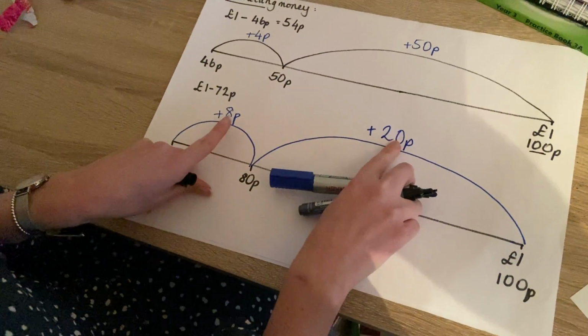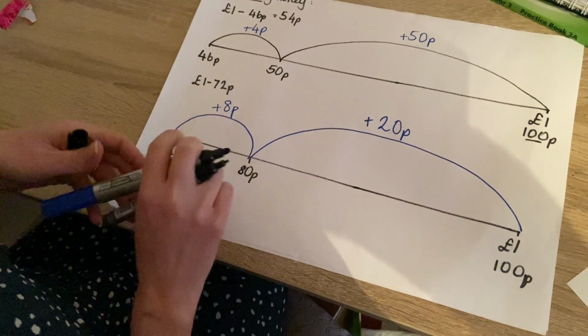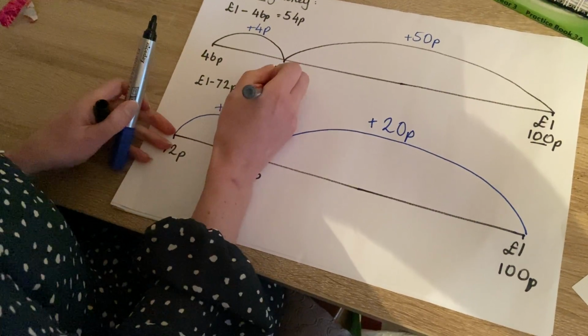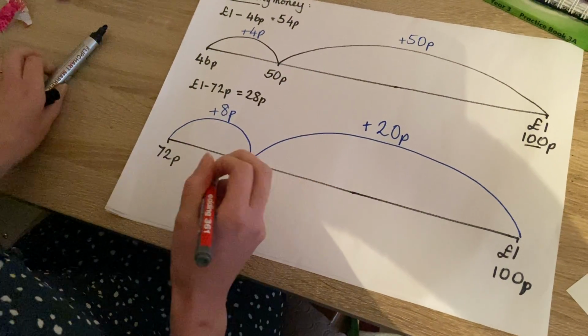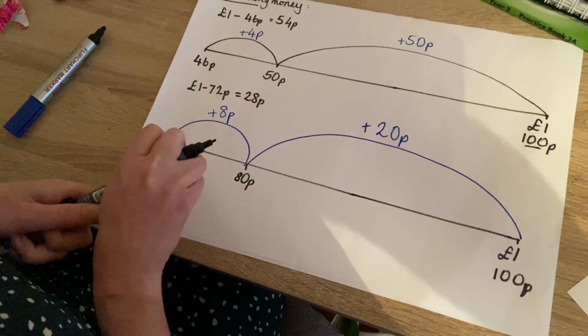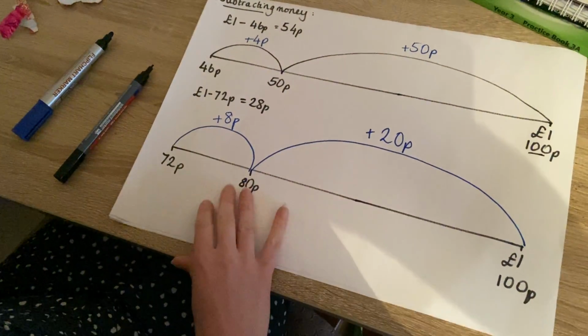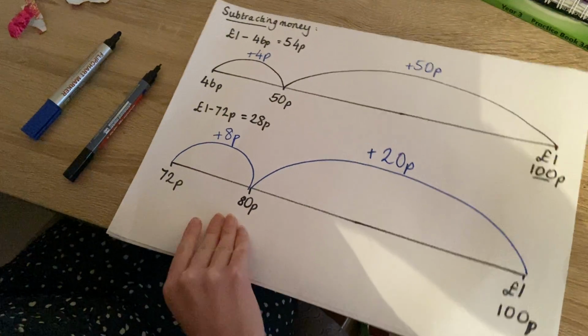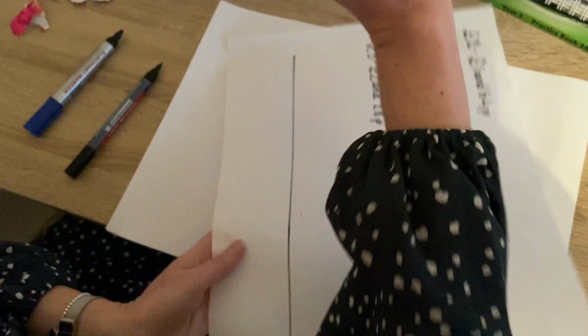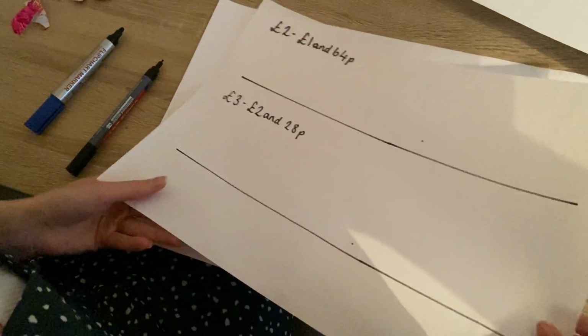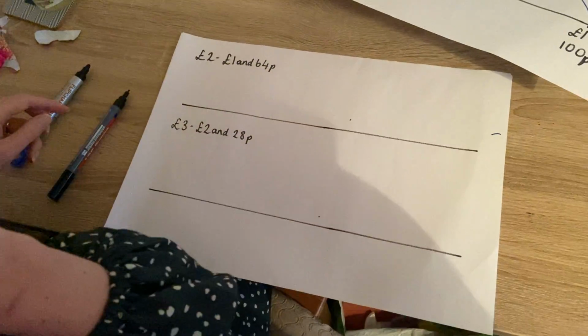Okay, then I put the two amounts back together. So 20 add 8 gives me 28p. So £1 subtract 72p is 28p. Okay, super duper. Then just a couple more slightly trickier examples that might confuse you a little bit, but there's no reason that it should confuse you.